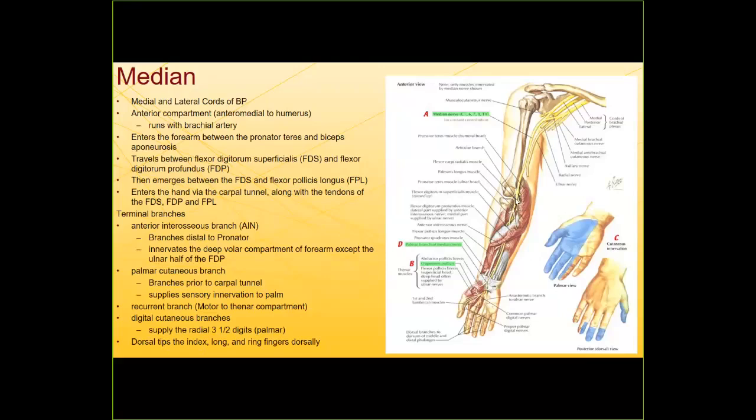So it also travels underneath of that aponeurosis, or basically it's like fascia. And then it emerges. It travels between the flexor digitorum superficialis and profundus, so it travels between them, and then emerges all the way down here further between the flexor digitorum superficialis and the flexor pollicis longus. Okay. And then ultimately it ends.